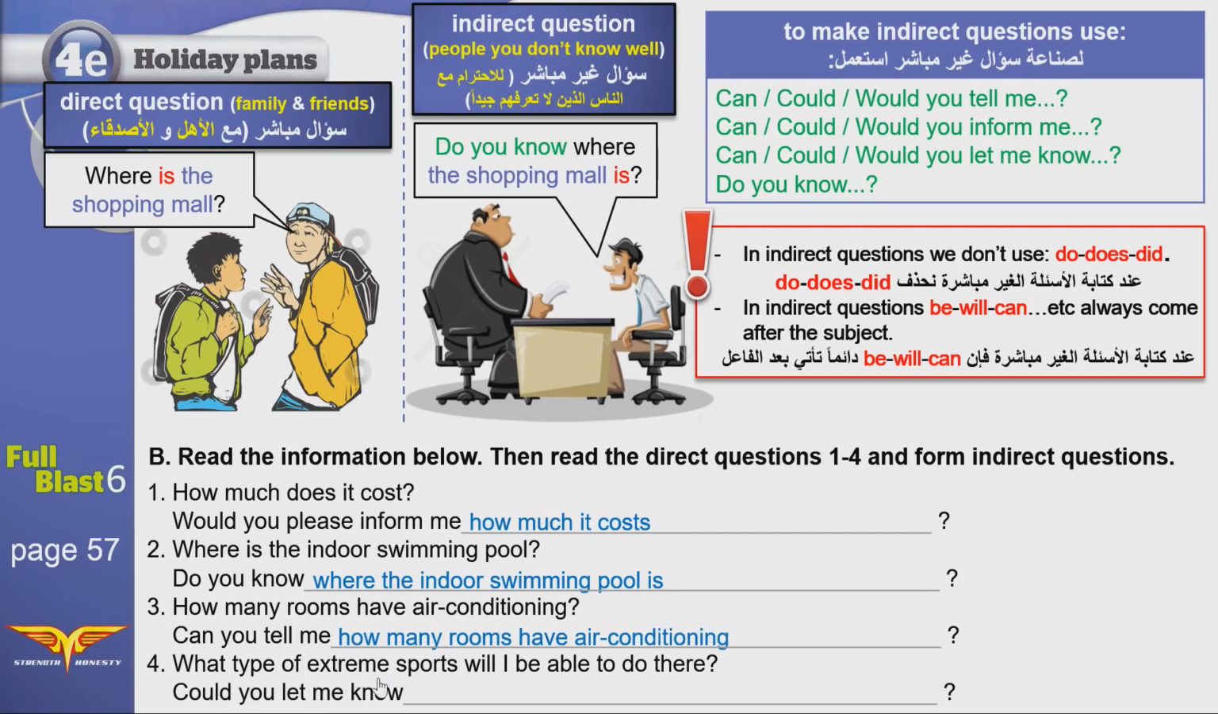4. What type of extreme sports will I be able to do there? We have will. Do you see will? Where will we put it? After the subject. Where is the subject? The subject is I. You will make it I will be able. What type of extreme sports I will be able to do there.